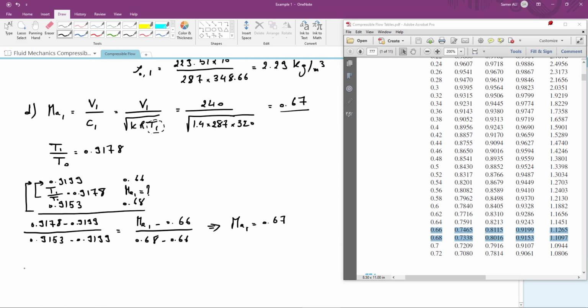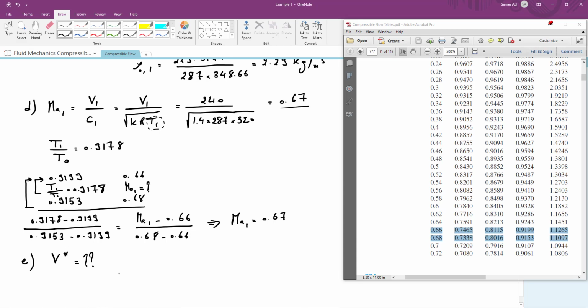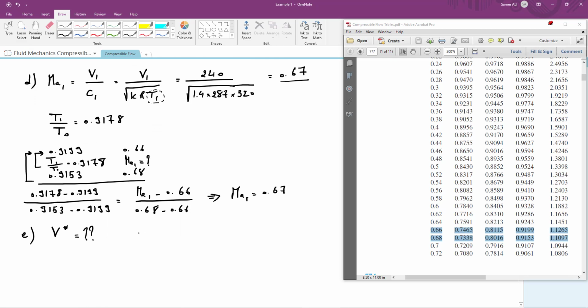Now, in part E, we need to find V star, the critical velocity. Whenever you see this star, it means that we need to evaluate the property at the sonic condition, when the Mach number is equal to 1. So when the Mach number is equal to 1, V star will be equal to the speed of sound C, evaluated at the critical condition, so C star, because the speed of sound varies with respect to the temperature. At the sonic condition, the temperature will be the critical temperature, so the speed of sound will be equal to the square root of kRT star.